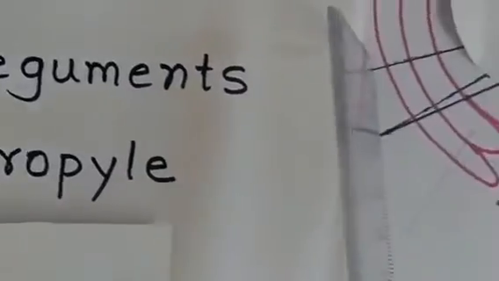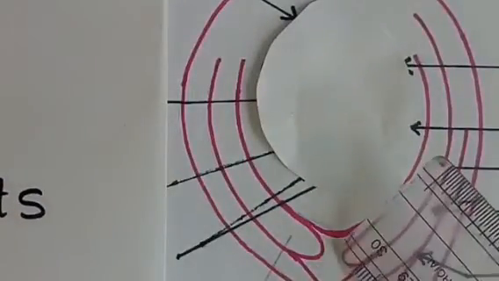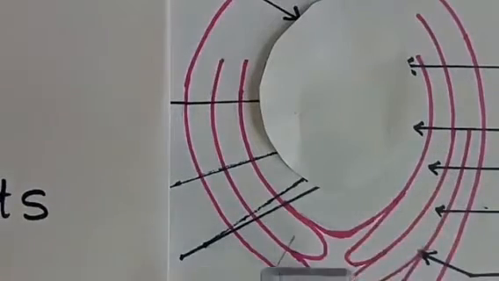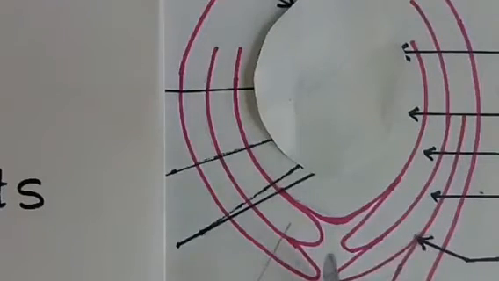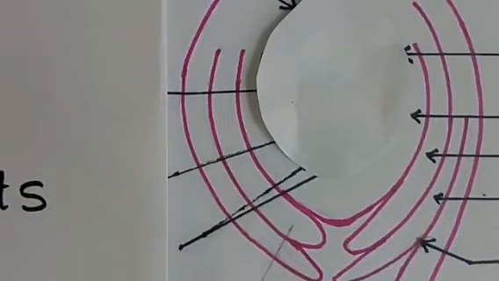Micropyle is nothing but a small or narrow opening which is present between the integuments. The end of the ovule where the micropyle is present is called the micropylar end. The most important function of the micropyle is that during fertilization, the pollen tube carrying the male gamete enters through the micropyle.